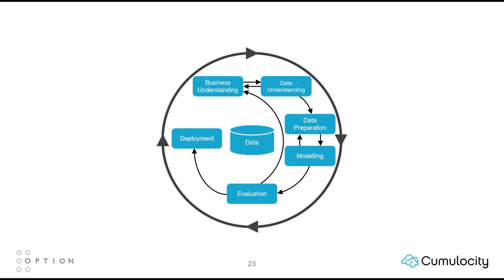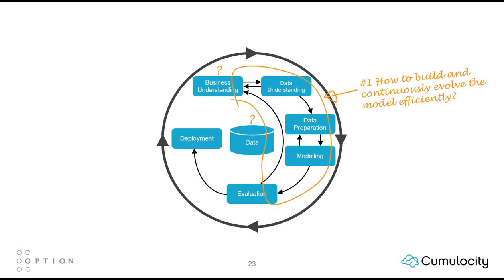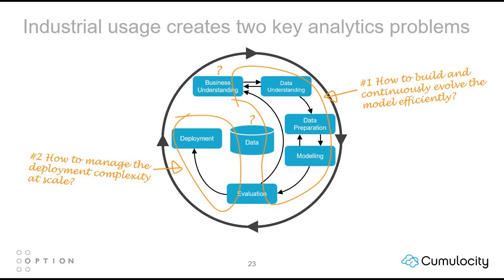Now, in an immature analytics environment, like many IoT cases, the iterative process has complications before it has begun. The common ones here are that there is little true business understanding of the situation and little or no historical data to set the direction. This creates two main problems. The first one is how to build and continuously evolve the model effectively. And the second, how to manage the deployment complexity at scale to get these models out into the field.